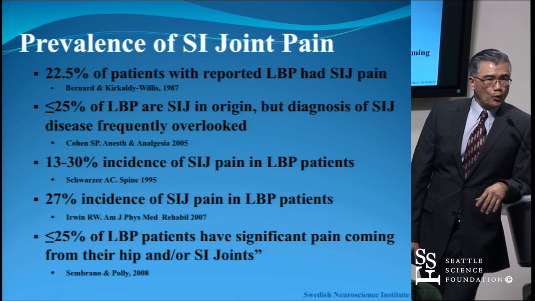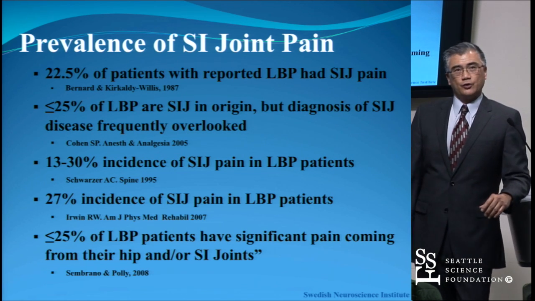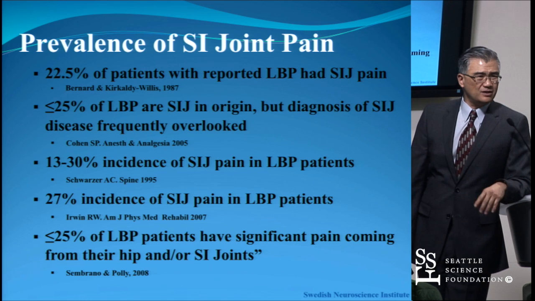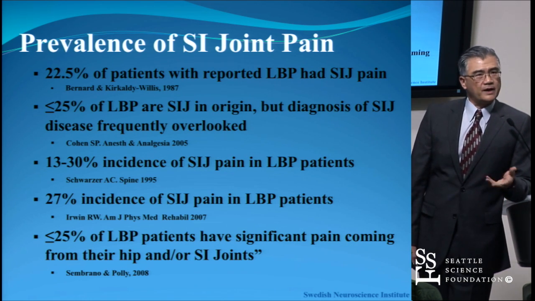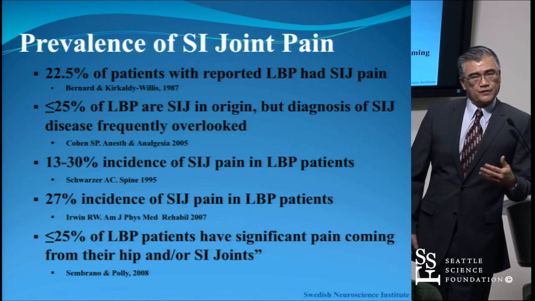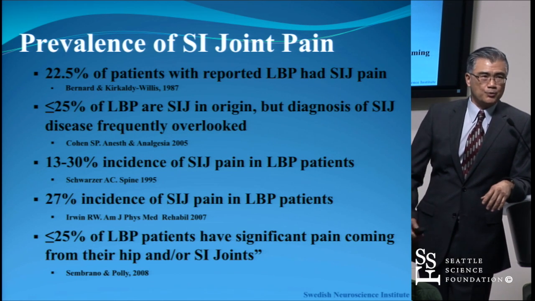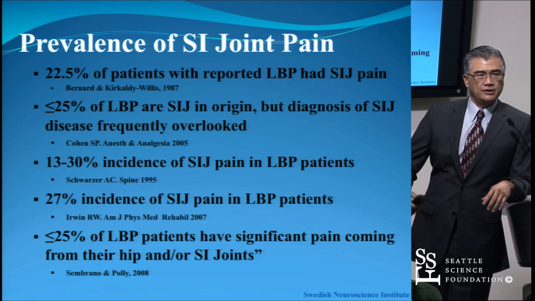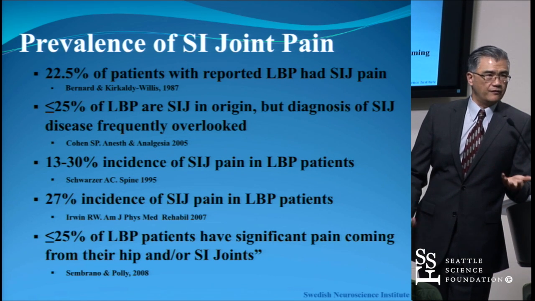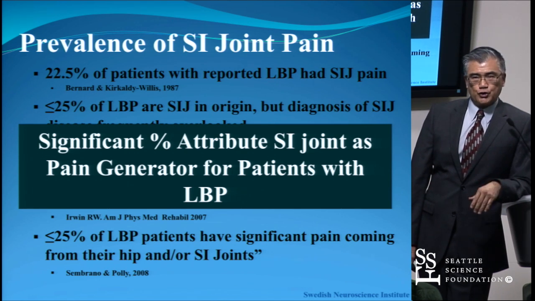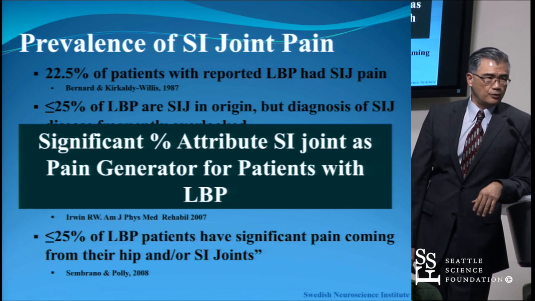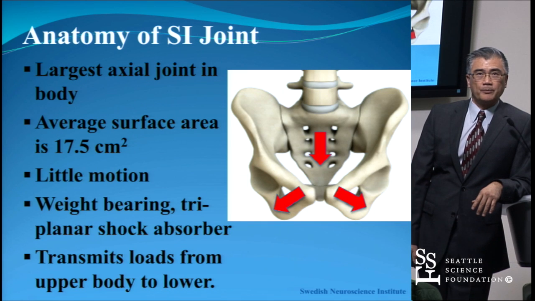The reason is that various studies show about 20 to 25% of lower back pain can be caused by SI joint pain. Of course, some patients can have hip joint problems, lower back degeneration, and SI joint pain all together giving the lower back pain. So as surgeons, when we see a patient, we have to start thinking about SI joint pain as the origin of lower back pain.